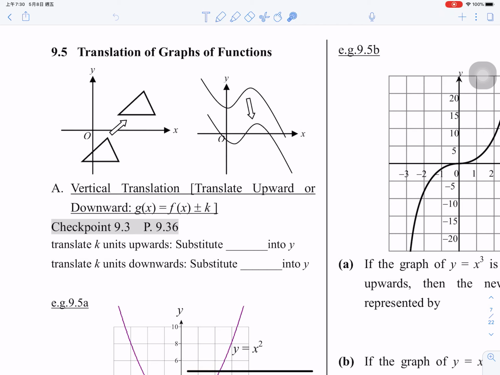9.5 Translation of graphs of functions. Start from 9.5, we talked about the transformation, and we started the first kind of transformation, translation. Do you remember how many kinds of translation? Yeah, two kinds, right? You've learned it before. One is vertical translation, and the other one is horizontal translation.